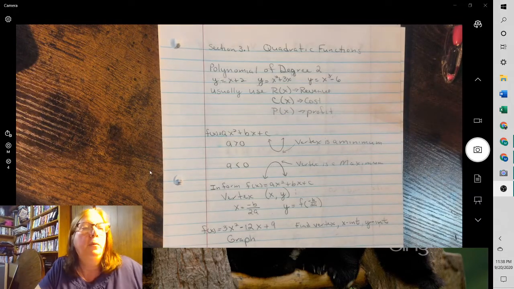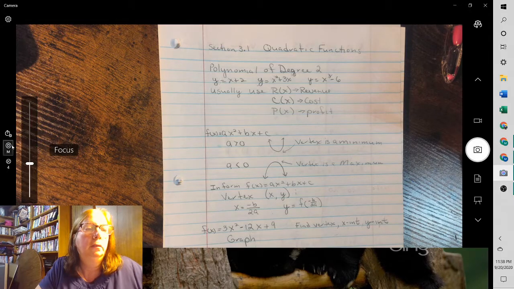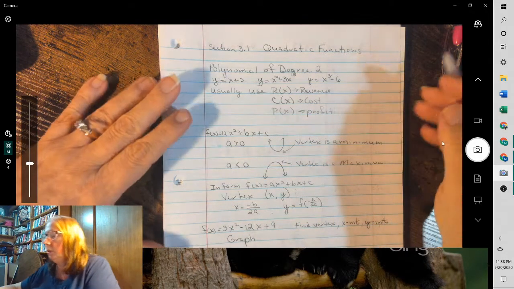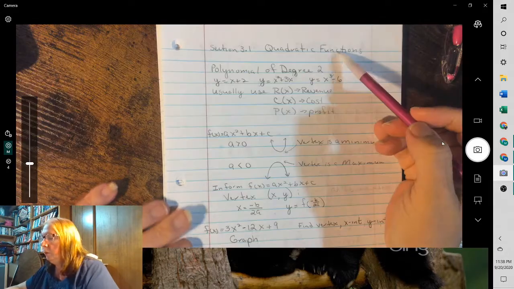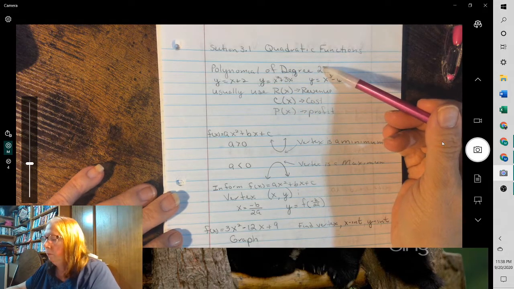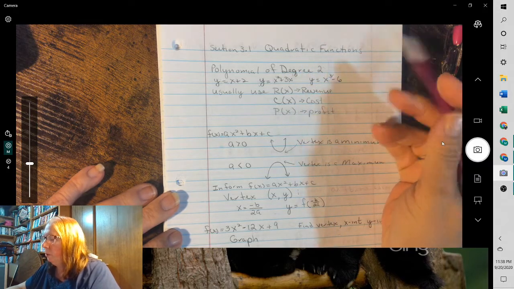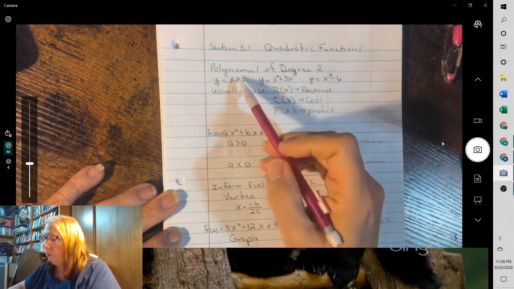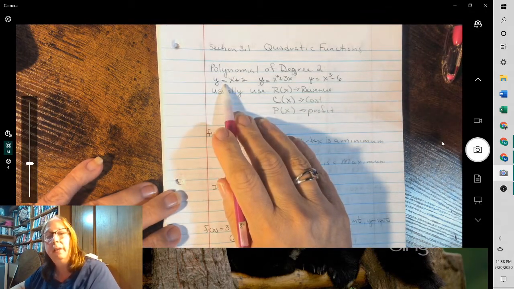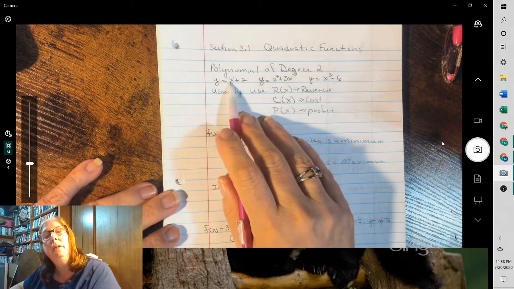Today we're going to cover section 3.1 and 3.2. So 3.1 is the quadratic function. And when you're working with the quadratic function, the degree is 2. By degree, what that means is the largest exponent. So like this one, the largest exponent is a 1. So the degree of this is 1, and this is a linear function or a straight line.